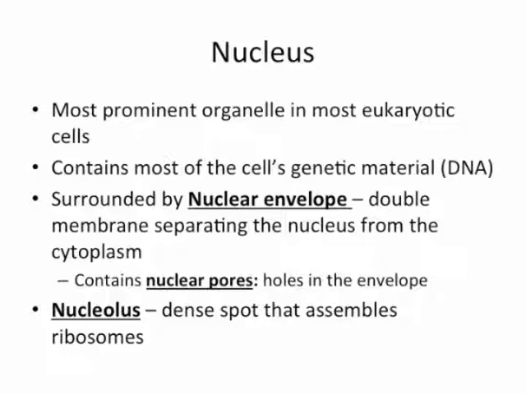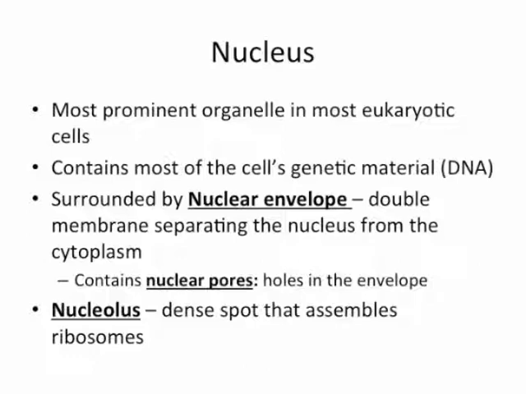Its role is that it contains the cell's genetic material, DNA, and its role is protecting the DNA. So the nucleus is surrounded by what's called the nuclear envelope, which is a double membrane. It's 2 layers of plasma membrane that separates the nucleus from the cytoplasm. Cytoplasm is the fluid within the cell, and the envelope contains nuclear pores, which are holes in the nuclear envelope that allow material to come and go. So proteins can enter and leave. It allows RNA to transport across the membrane.